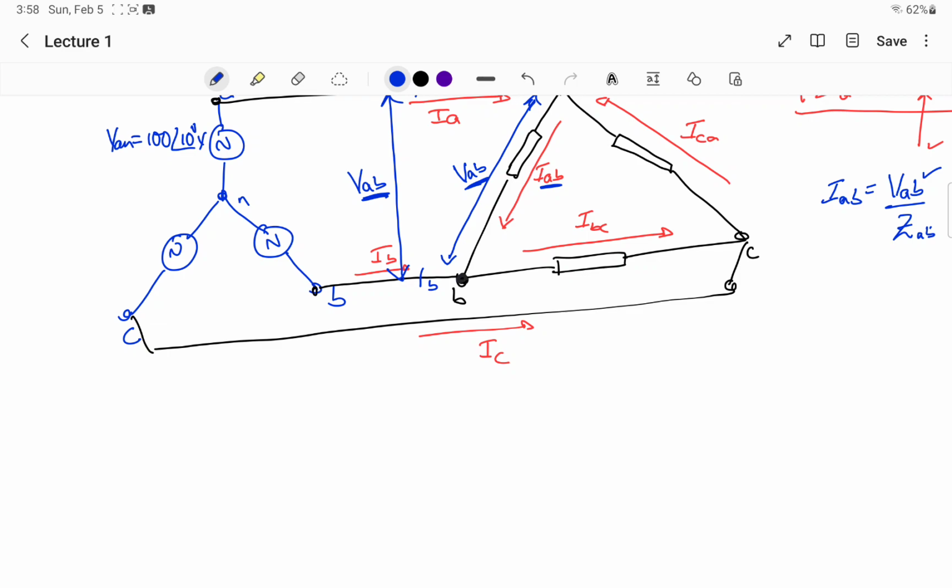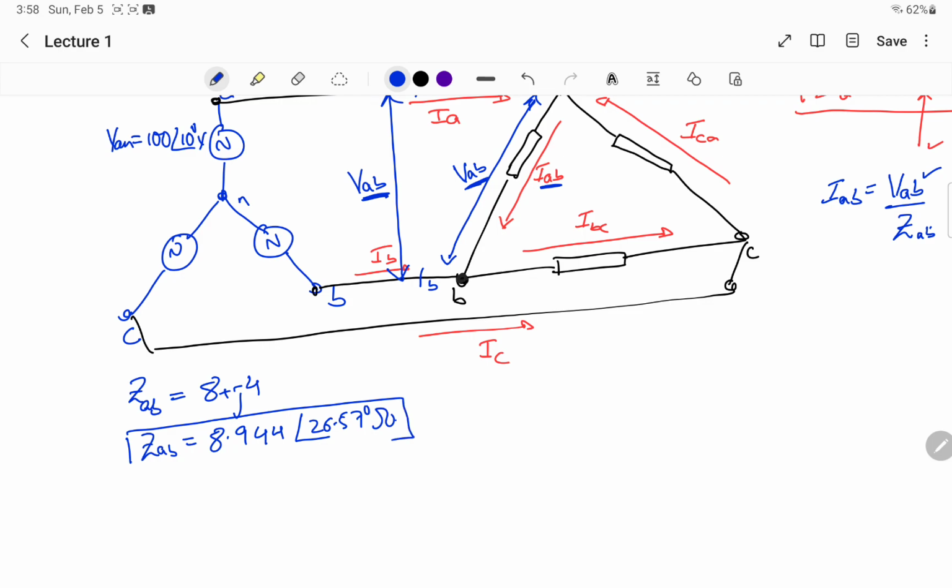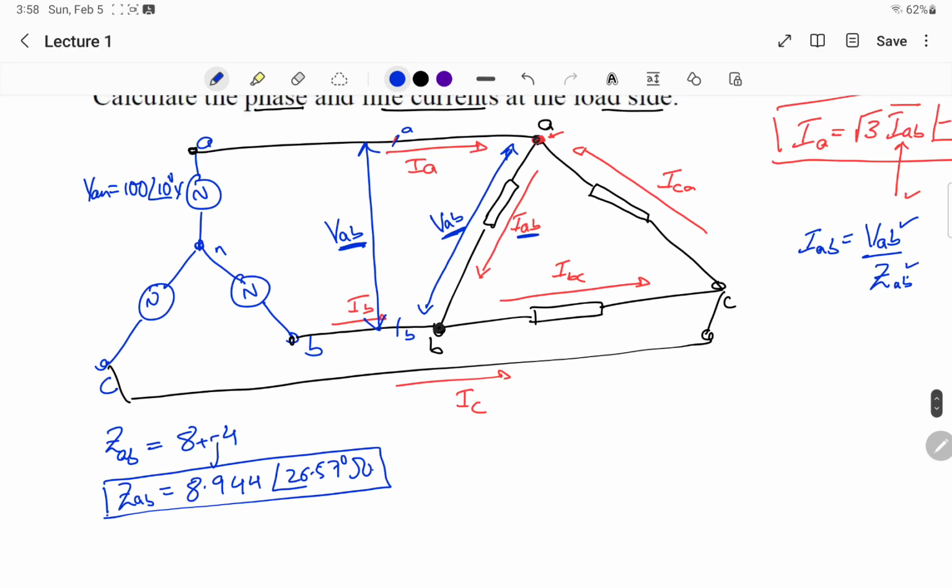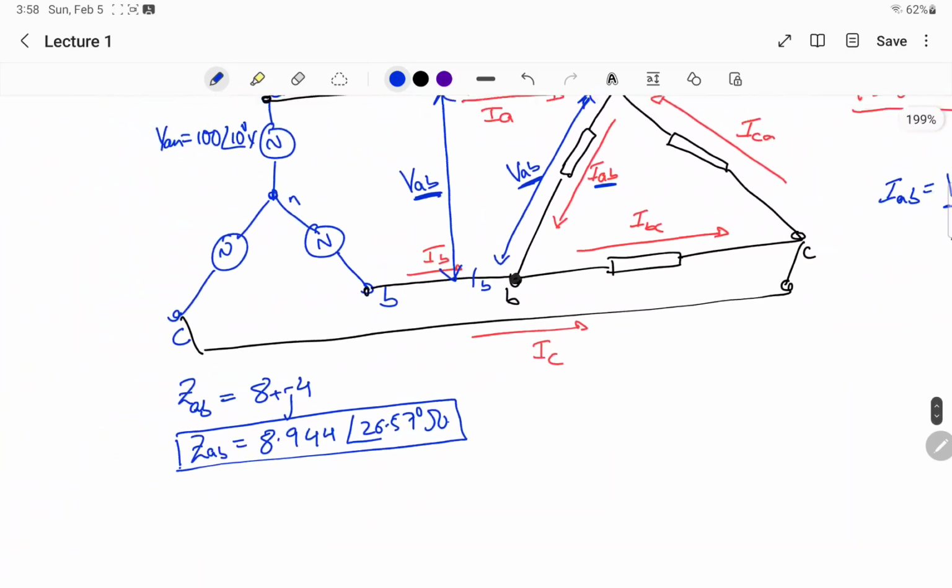So our question is now, Z delta or our ZAB, how can we calculate this? This is given, and the value of this is 8 plus j4, and this will be equal to 8.944, and the angle is 26.57 ohms. This is ZAB. Now we have ZAB. We have to calculate VAB.